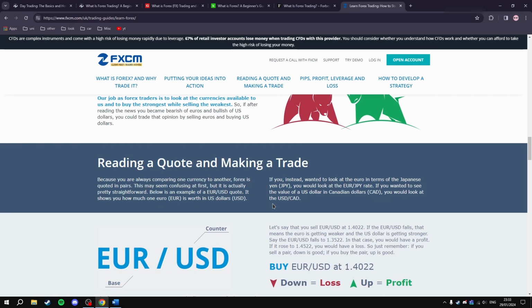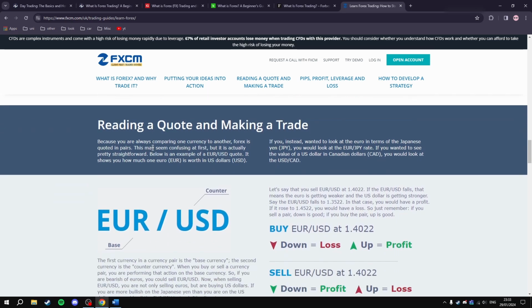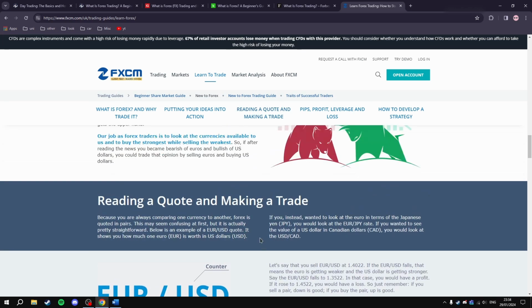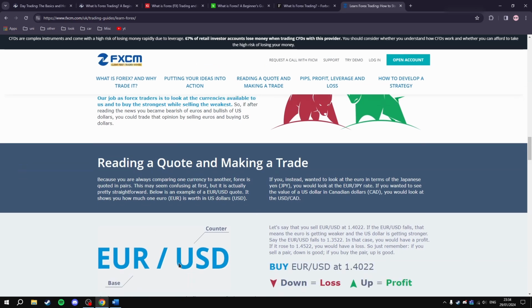Reading the quote and making a trade. Because you are always comparing one currency to another, Forex is quoted in pairs. This may seem confusing at first, but it is actually pretty straightforward. Below is an example of the EUR/USD quote. It shows you how much 1 euro is worth in US dollars.